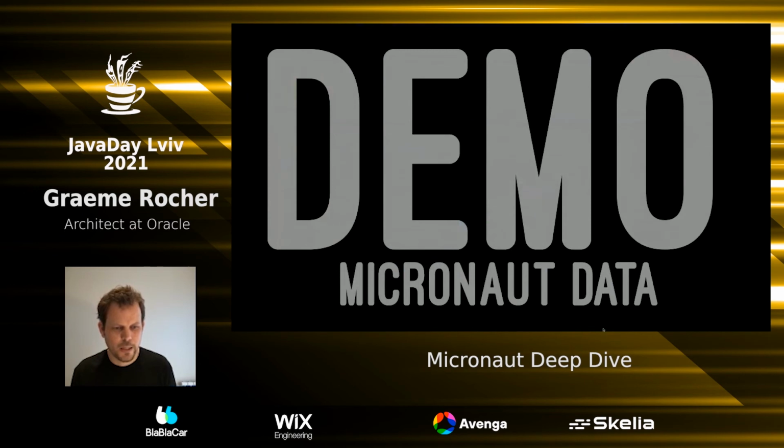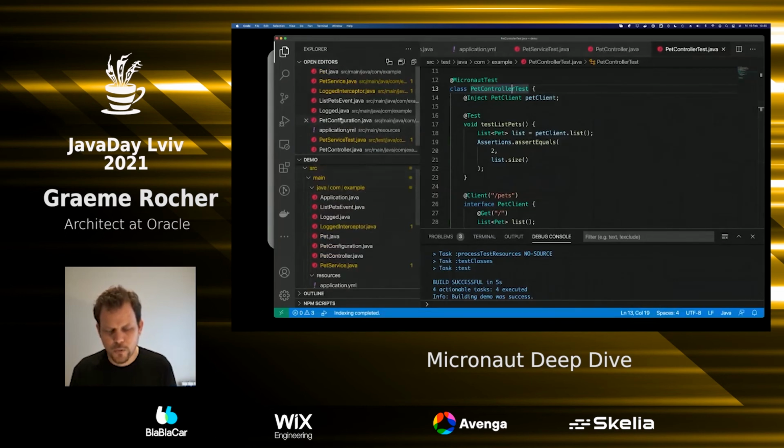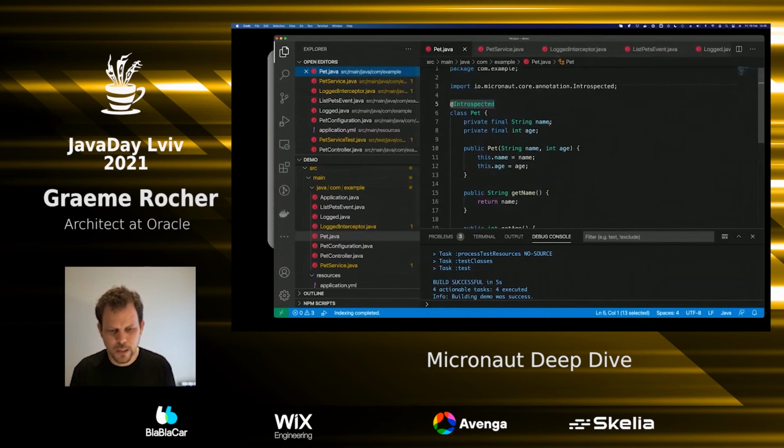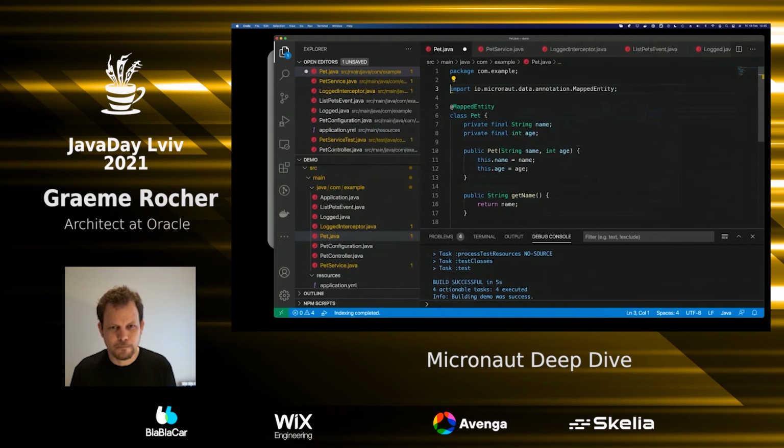So I can come back to my controller test. I don't know why it's still hanging around. Run it again, and hopefully this time it will pass, and Jackson will be able to serialize and deserialize, which it can. And this serialization and deserialization is completely reflection-free. So that is Micronaut's HTTP layer. And the last thing I want to demonstrate to you is Micronaut Data.